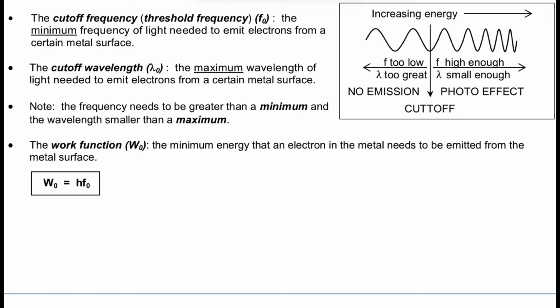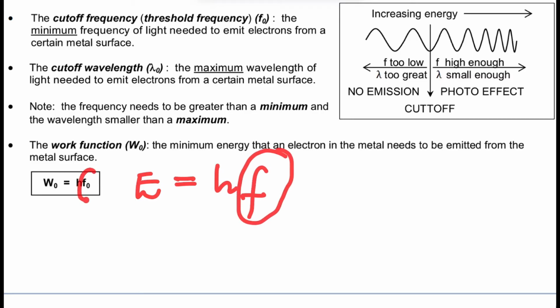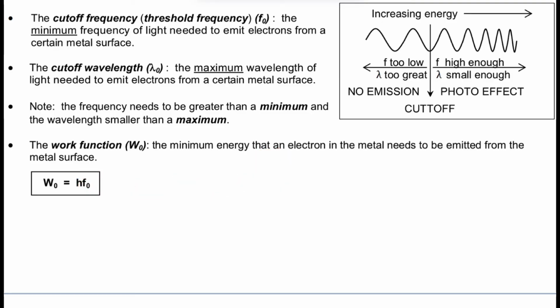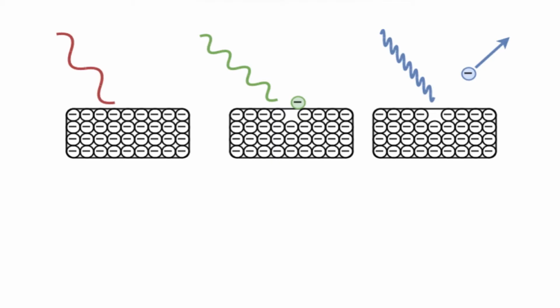So the formula for the work function is W0 is equal to hf0, just like the formula for energy. Energy is equal to Planck's constant times frequency, but this is the frequency of light, and f0 is the frequency that is needed by the electrons. The h is the same, which is Planck's constant. Very important for this definition, guys, to understand.